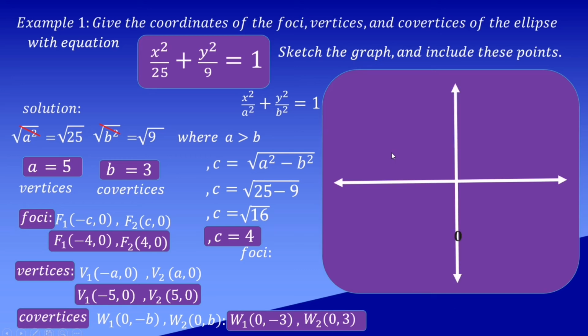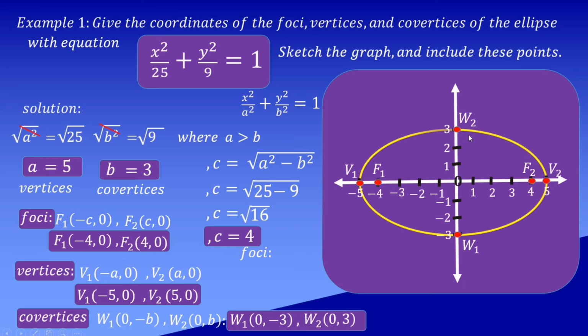To graph, to include these points, okay, sketch natin ang graph ng given equation natin. X squared over 25 plus y squared over 9 is equal to 1. So the foci here, the F1 is negative 4. Yan ang ating F1. Ang F2 is positive 4. Then we have also the vertices, the B sub 1, negative 5, and B sub 2 along the positive x-axis. And for our covertices, W sub 1, 0 and negative 3, and W sub 2 is 0 and 3. Connect all the points, covertices, vertices, and this is the graph of the equation.